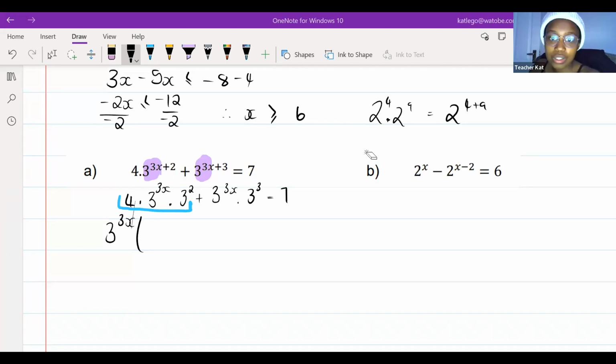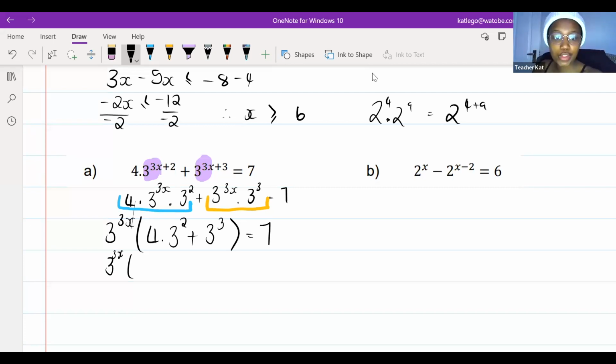So when you take it out, what is left on the first term? That would be 4 times 3 squared plus. What is left on our second term when we take that out? If you factor out 3 to the power of 3x, what would be left on our second term? That would be 3 cubed, right? And this will all equal 7. Now we have to work out what's in the brackets. 3 to the power of 3x, open bracket, 4 times 9, 36, and that will be plus 27, is equal to 7.